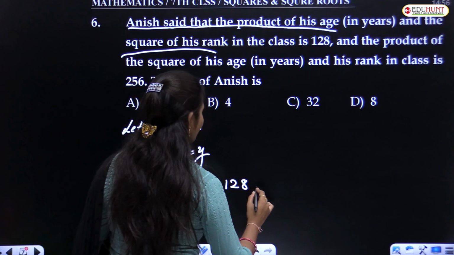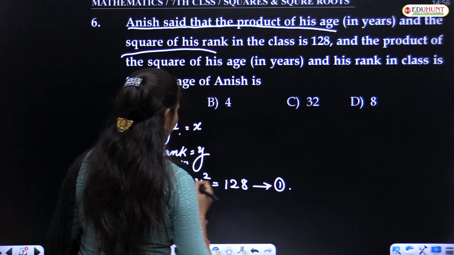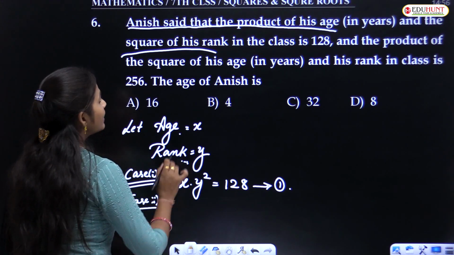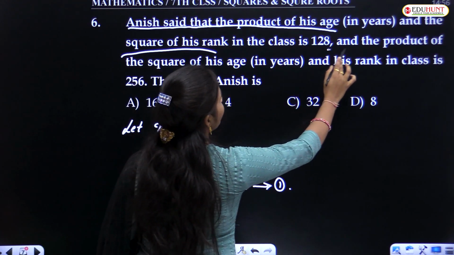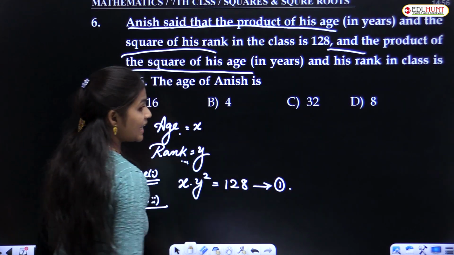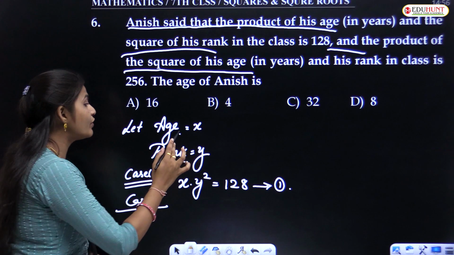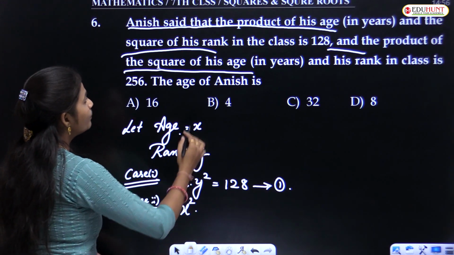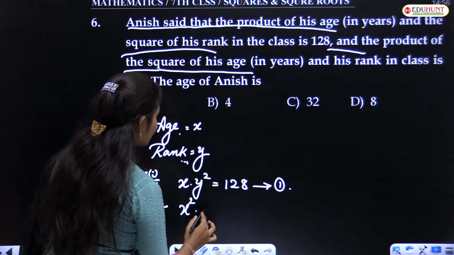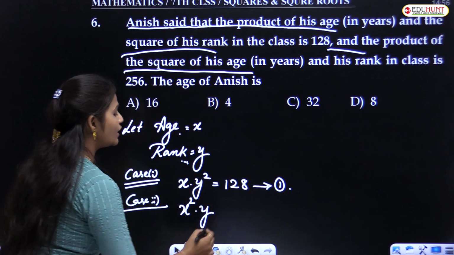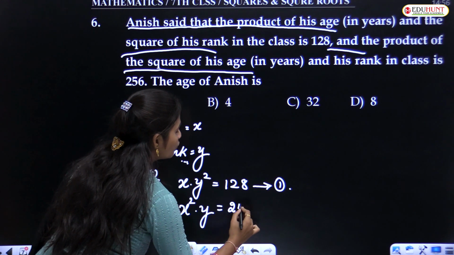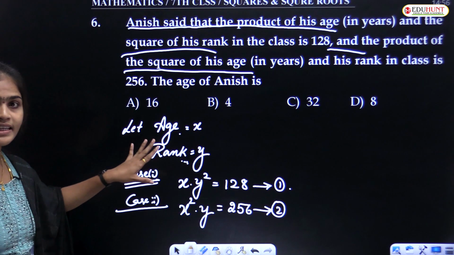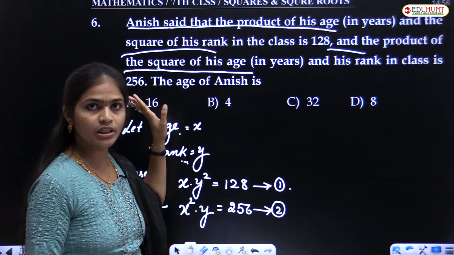Okay, so take this one as equation number 1. In case 2, he is saying the product of the square of his age and his rank, so that is x square into y, which is equal to 256. So this is equation number 2. This is the given information in the question that I have written.